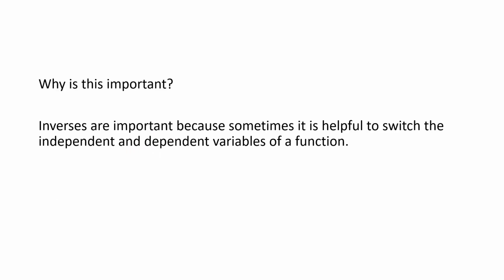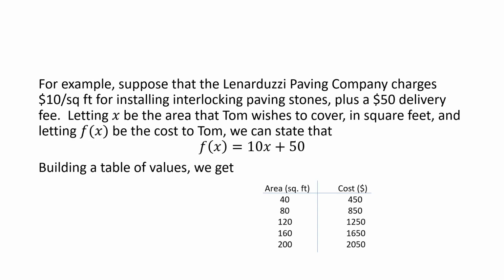Now, why are inverses important? They're important because sometimes it's helpful to switch the independent and dependent variables of a function. Well, when would that be, you might ask? For example, suppose that the Lenarduzzi Paving Company charges $10 per square foot for interlocking paving stones plus a $50 delivery fee. Letting x be the area that Tom wishes to cover in square feet and letting f of x be the cost to Tom, we can state that f of x equals 10x plus 50. Building a table of values, our independent variable x has these values, and our dependent variable has the values 10x plus 50, which are in the second column.